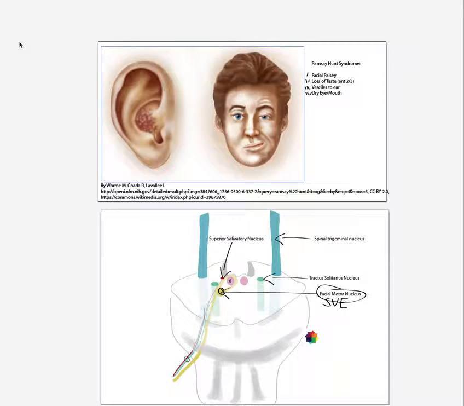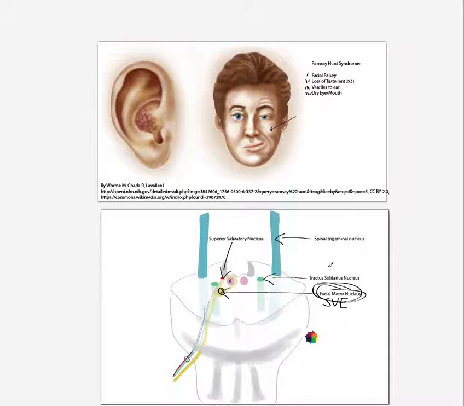So the first problem that people have when they have Ramsay-Hunt syndrome is a facial palsy, as you can see. The reason is that there's a problem with the innervation to the muscles of the face. And those fibers derive from the facial motor nucleus. The facial motor nucleus is in the brainstem, and it is responsible for innervating the muscles of facial expression.